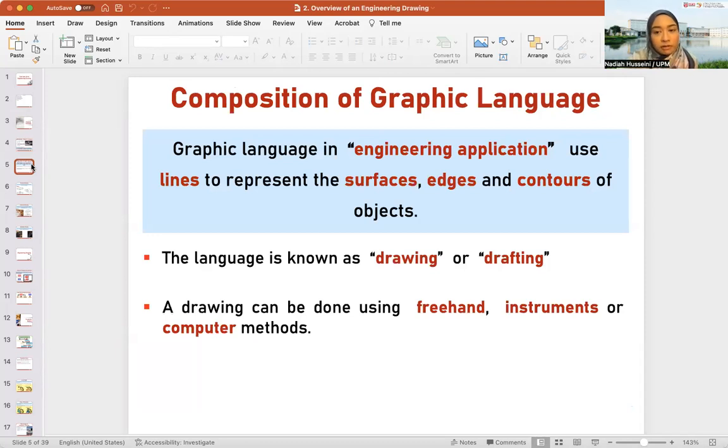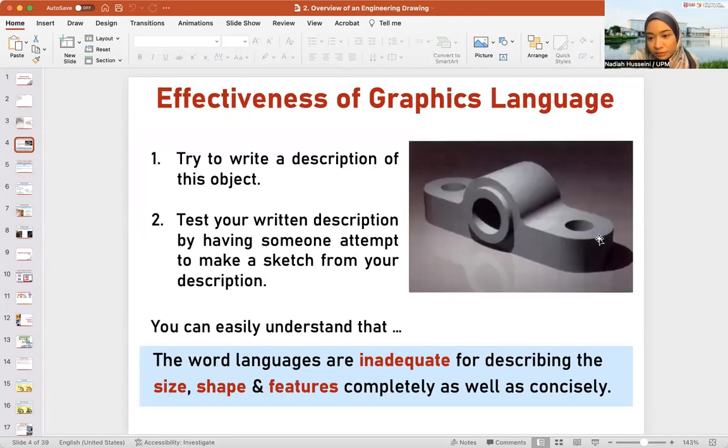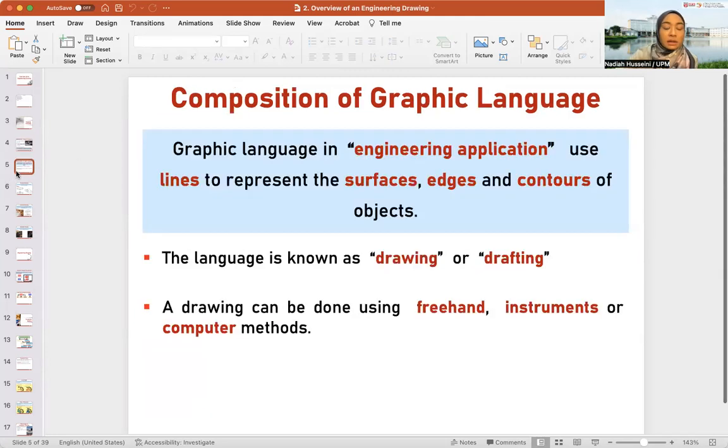Okay, so the composition of graphic language. Graphic language in engineering application uses lines to represent surfaces, edges, contours of objects. You saw that just now. We see lines over here, and this is to represent the surface and whatnot. This is what it means. So the language is known as drawing or drafting. Believe it or not, drawing is actually a type of language, even though we don't actually coin it as a language, but for engineers, it is a language. We use it to convey our ideas.